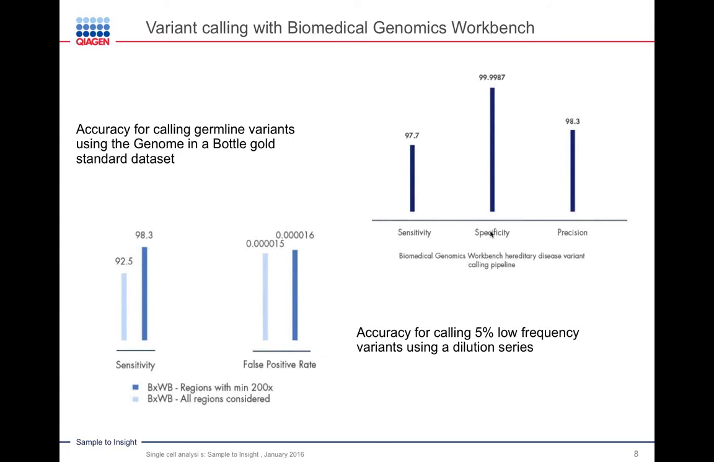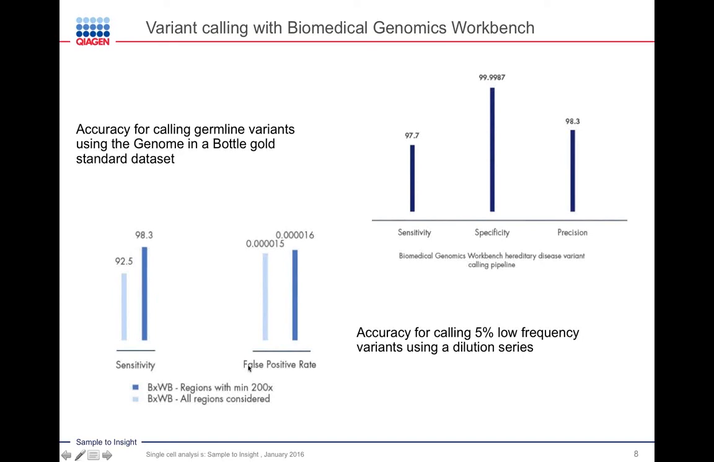This is telling us that we're not calling variants that aren't there. And the precision is telling us, of all the variants that are called, how many are truly positive. And then you can see here the advantage of getting coverage.